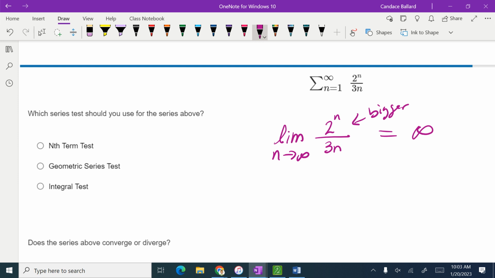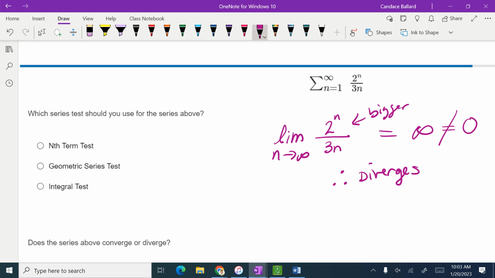So nth term test was a comparison to 0. Does it equal 0? No. So if it doesn't equal 0, that's the one we're looking for. An nth term test only has one answer. What's the one answer we can get off of nth term? Diverges. If it doesn't diverge, well, it's inconclusive. You didn't pick the wrong test, you've got to try something else.